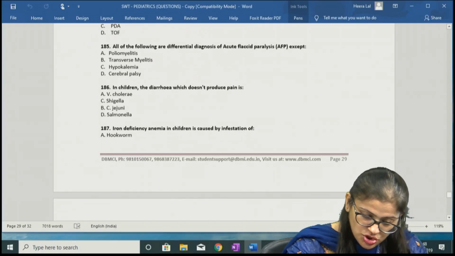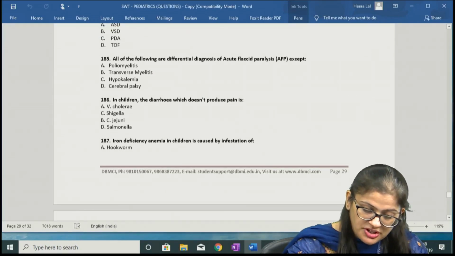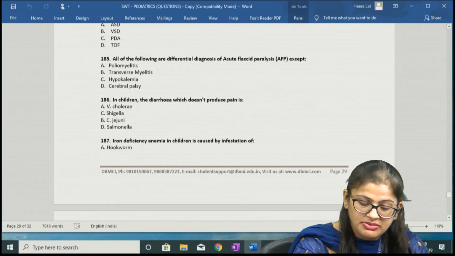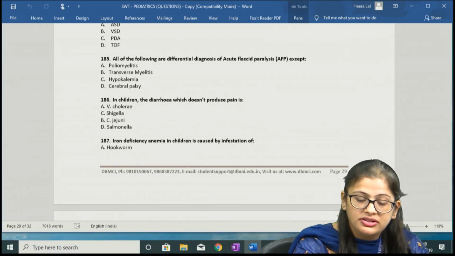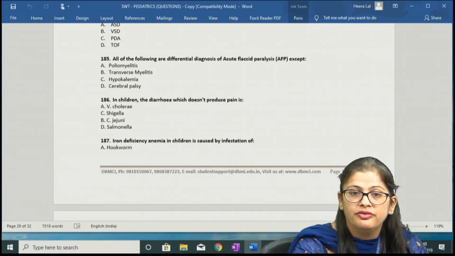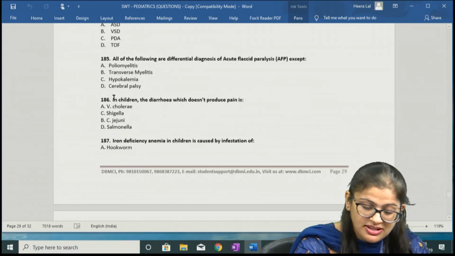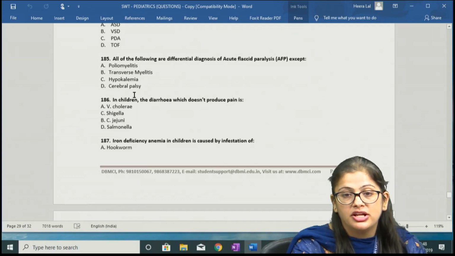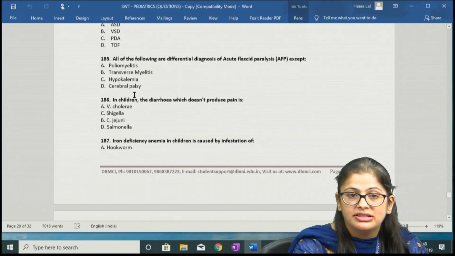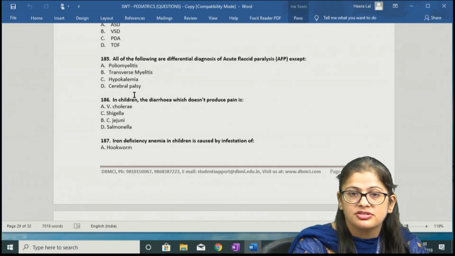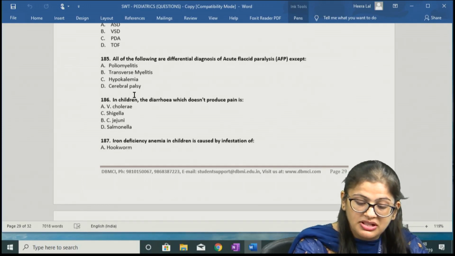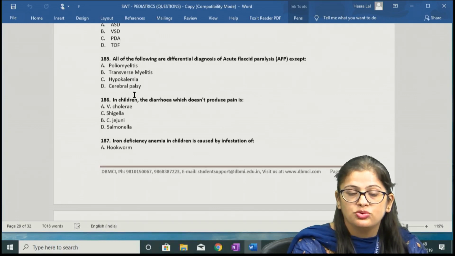So in this case you see that the options that you had were polio, transverse myelitis and hypokalemia. All the three are differential diagnoses of acute flaccid paralysis. But cerebral palsy, you know, is not an acute condition. So cerebral palsy is the correct answer to this question. So this cerebral palsy is not a differential diagnosis of AFP.